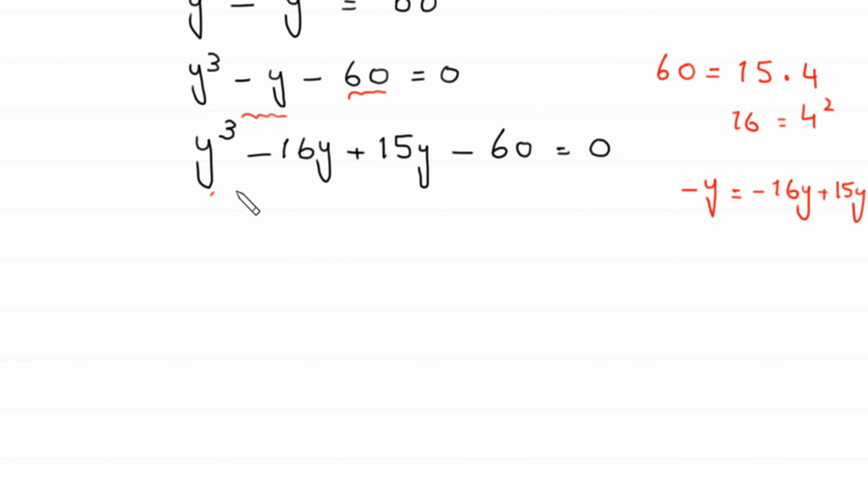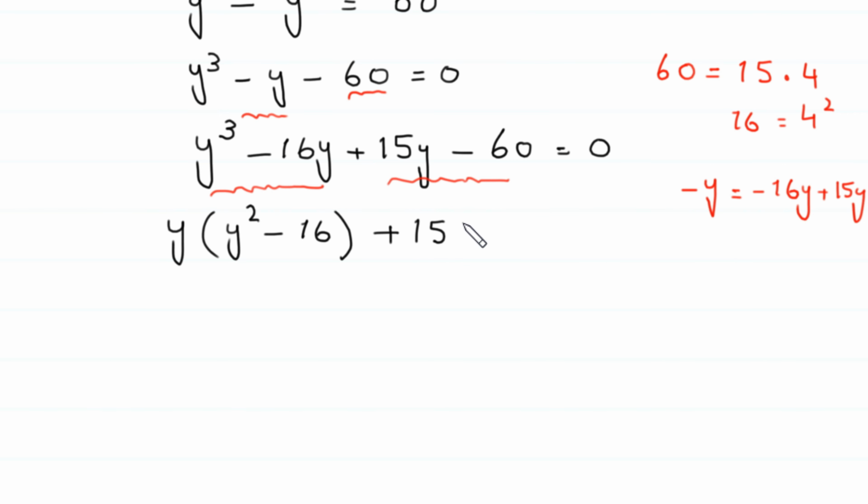Now from these two terms y cube minus 16y, we can factor out y times in brackets y square minus 16, and from these two terms plus 15y minus 60 we can factor out positive 15, plus 15 times in brackets y minus 4 is equal to 0. Now this 16 is equal to 4 square.